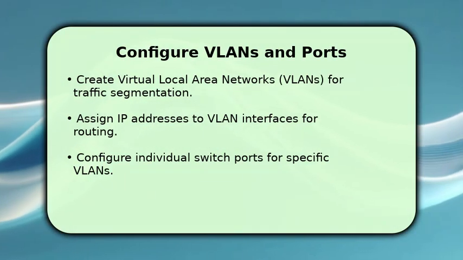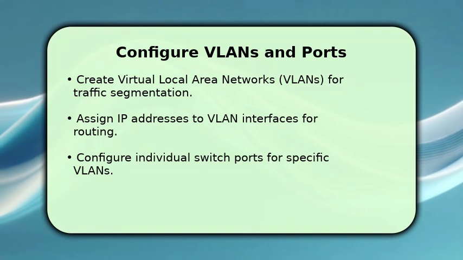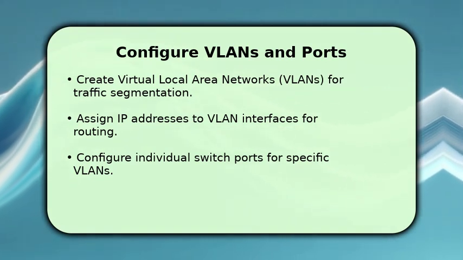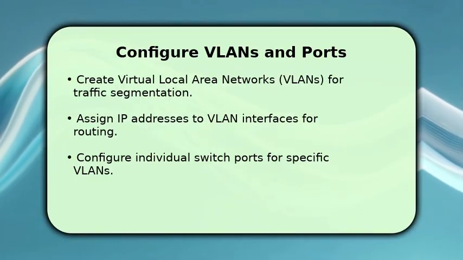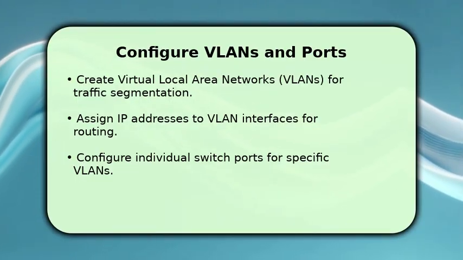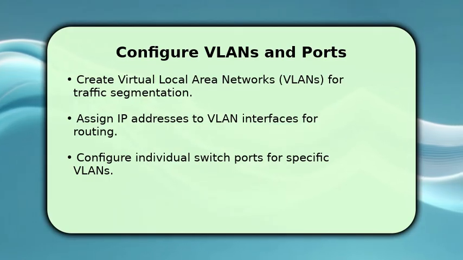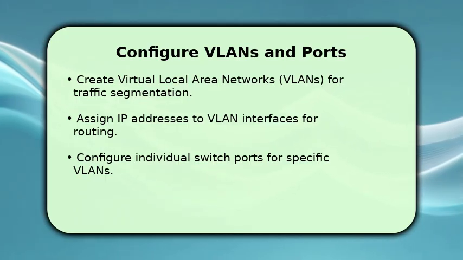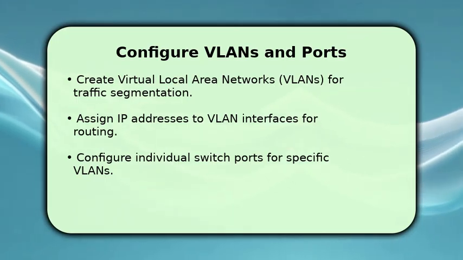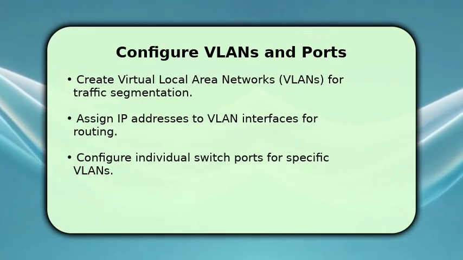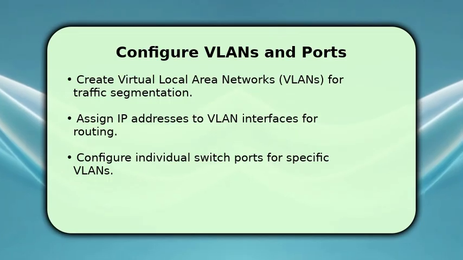Next, let's dive into basic network configuration. You'll want to create virtual local area networks, or VLANs, to segment your network traffic, enhancing both security and performance. Assign IP addresses to these VLAN interfaces to enable inter-VLAN routing. Then, configure individual switch ports, assigning them to the appropriate VLAN. You can also enable or disable ports to control network access and manage connectivity effectively.